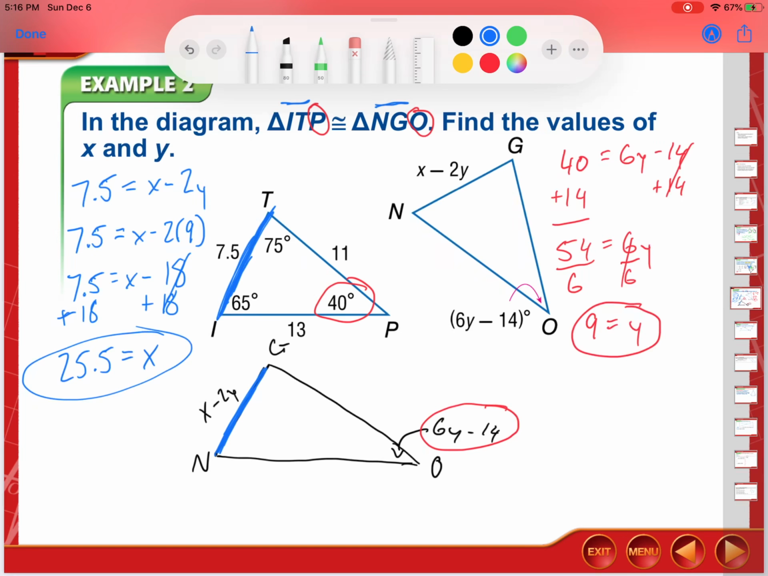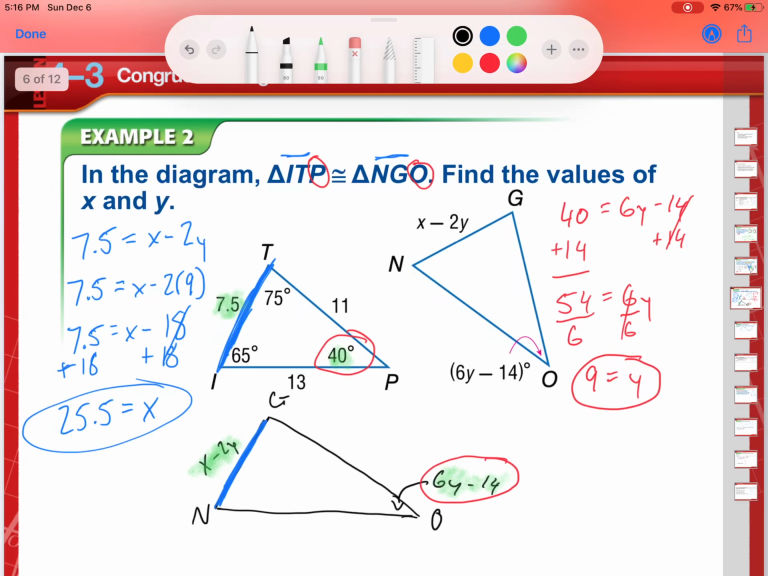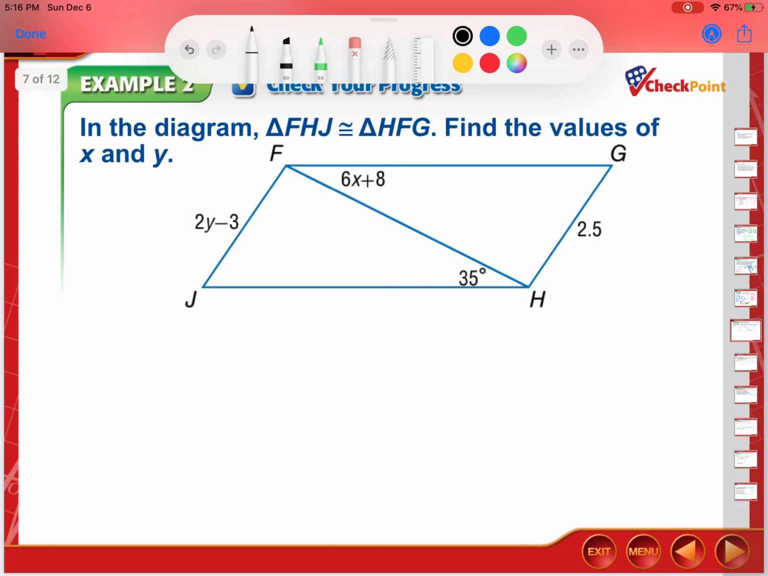Now, if you wanted to, you could plug both of these variables back in, double check that this equation here equals 7.5 and that this equation here equals 40. I know we're right, so it's not necessary. However, if you did choose to do that, that would be totally fine. That would be a good way to try to make sure you get all your points.